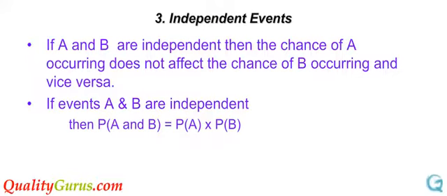If A and B are independent events, then the chance of event A occurring does not affect the chance of event B occurring, and vice versa. For example, 2 rolls of a fair die are independent events. The outcome of the first roll does not change the probability for the outcome of the second roll. In case of independent events, the probability of events A and B is the multiplication of their individual probabilities.